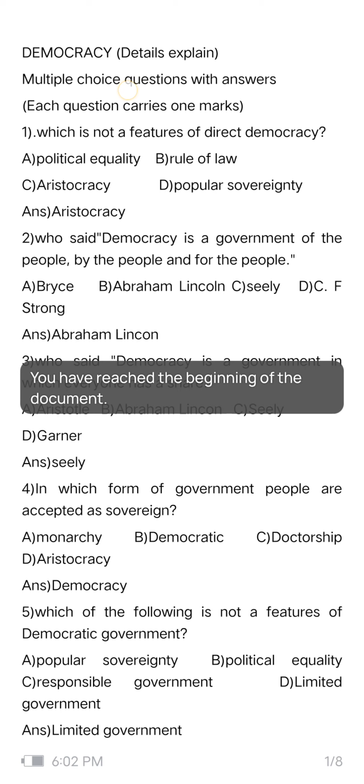Second question is, who said democracy is a government of the people, by the people and for the people? Option is Bryce, Abraham Lincoln, Seeley, C.F. Strong. Right answer is Abraham Lincoln. Abraham Lincoln said democracy is a government of the people, by the people and for the people.